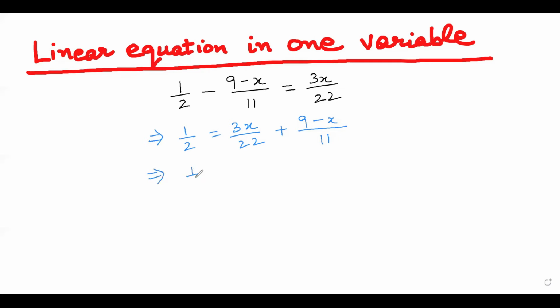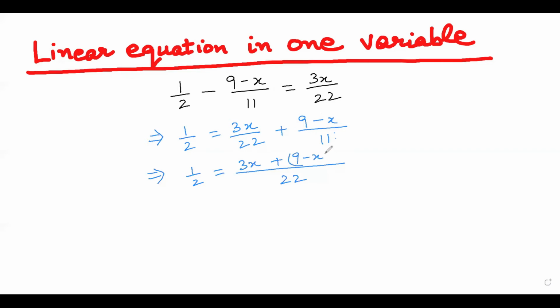Now we'll take the LCM. What is the LCM? The lowest common multiple of 22 and 11 is 22. Now, if the denominator is equal to the LCM, you need not worry. You can write the numerator straight away. But if the denominator is not equal to the LCM, we have to multiply the numerator with some number.